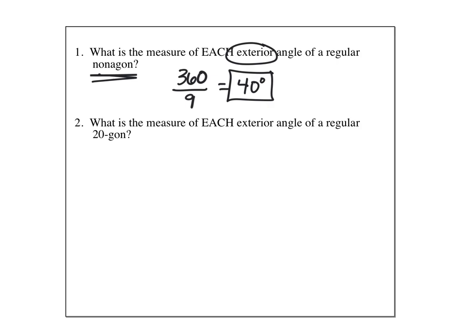Number 2, what is the measure of each exterior angle of a regular 20-gon? Well, if you have exterior angles, they're going to add up to 360. And if we have a 20-gon, that's 20 angles. And 360 divided by 20 is 18. So each of those angles would be 18 degrees on the outside or the exterior of a 20-gon.